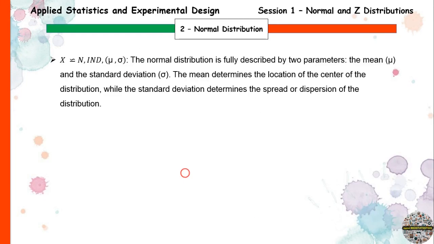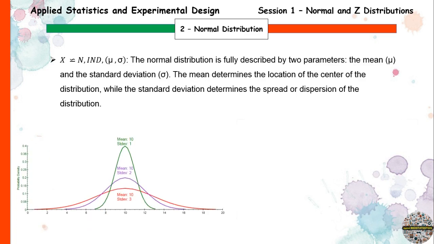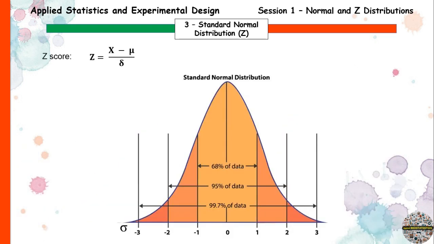But actually if you convert your measurements to z-scores, you can see that this happens. It means that all of the z distributions, standard normal distributions, always have 0 as their mean and 1 as their standard deviation. This is about all distributions.